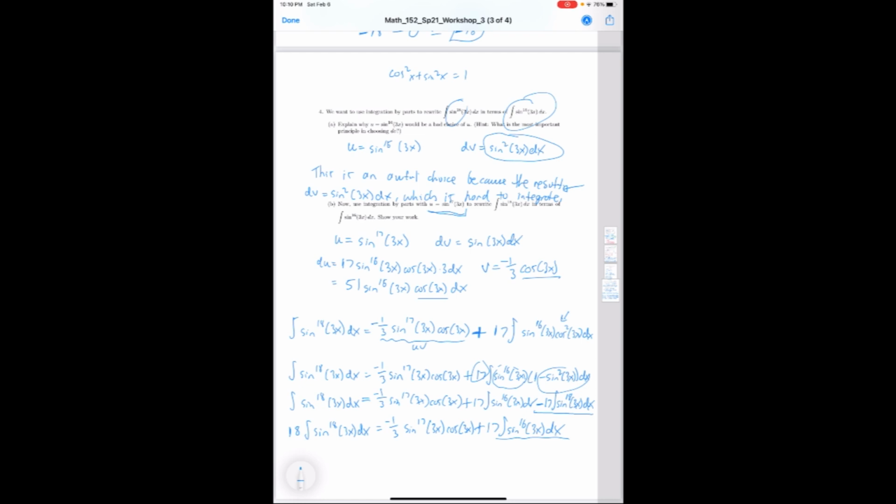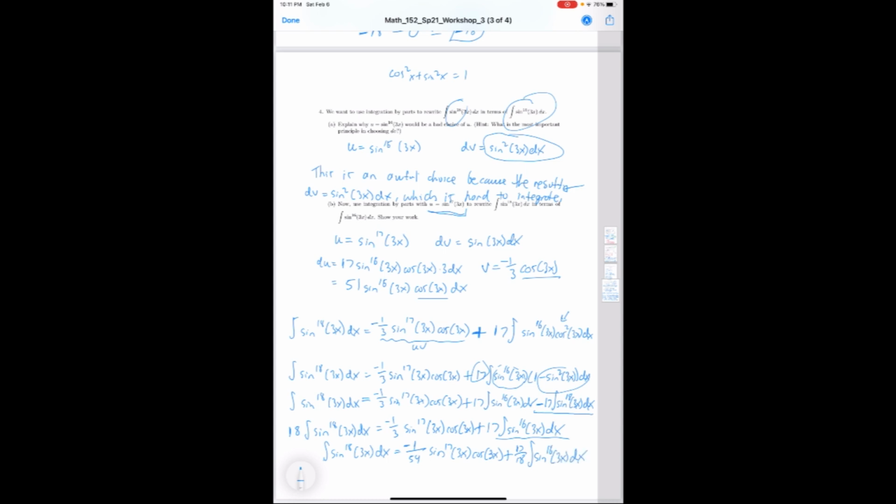I just divide both sides of this equation by 18, and that gives me the integral of sine to the 18th 3x dx equals negative 1 over 18 times 3, which is 54, sine to the 17th 3x cosine 3x plus 17 over 18 integral of sine to the 16th 3x dx.